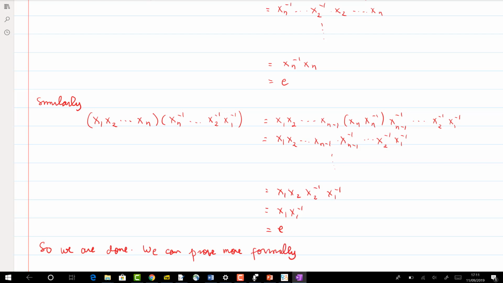And as I said earlier, if you are uncomfortable with the argument that the middle terms disappear and then keep doing that until the last one is x1 inverse, then you can argue this more formally using induction.